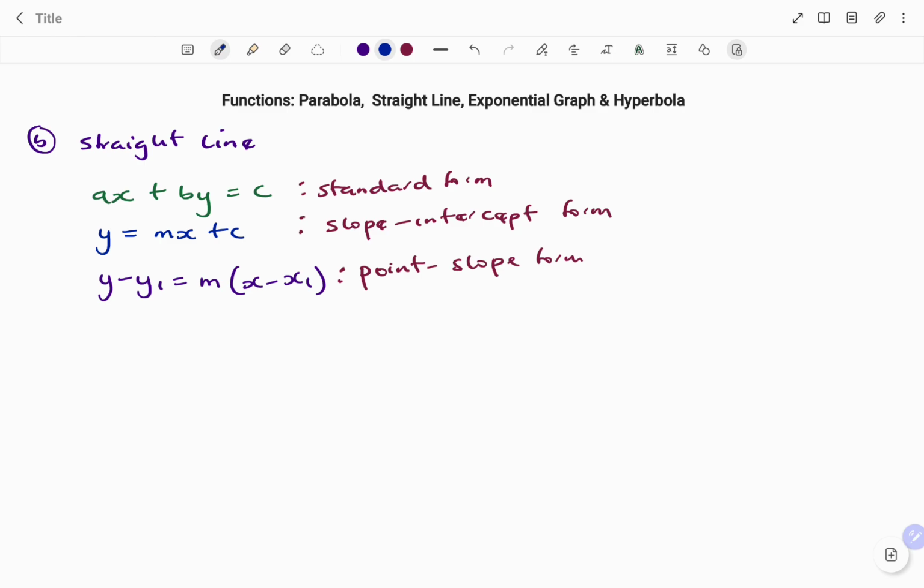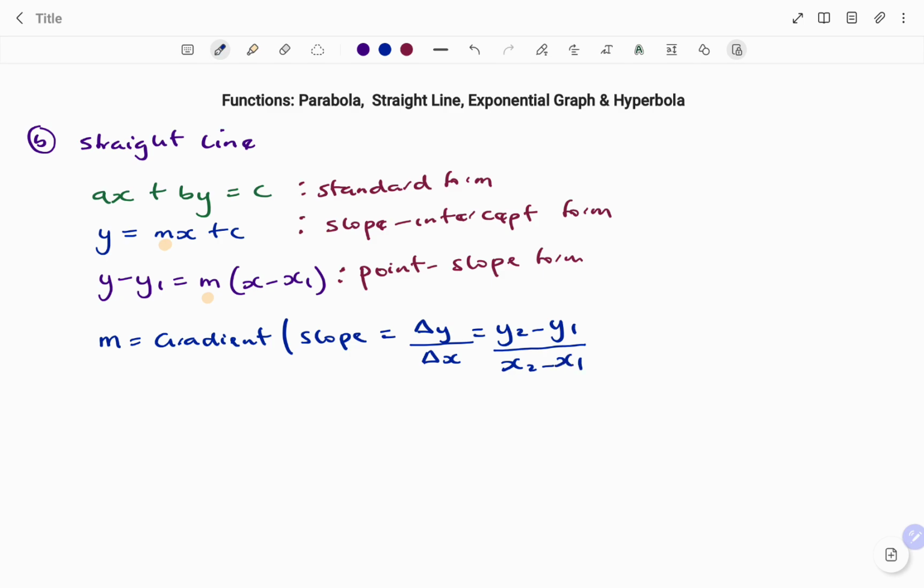For each one of these, my m, as shown in my slope-intercept form and point-slope form, is equal to the gradient or the slope, and the formula is your change in y over your change in x, which is equal to y2 minus y1 divided by x2 minus x1, while my c is my y-intercept.